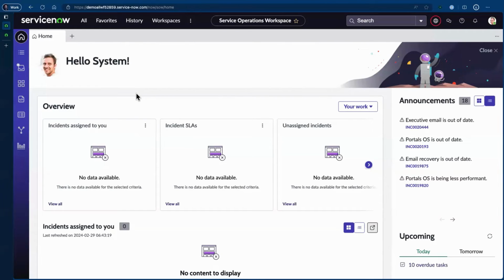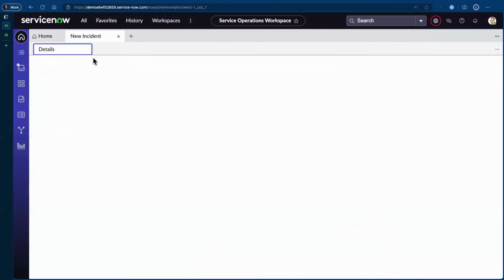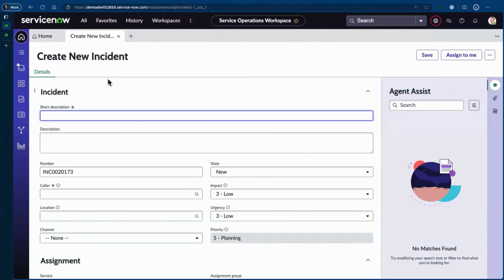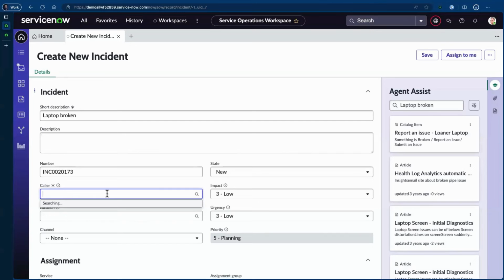And hopefully you can see the service operations workspace on screen. So I'd like to take you through the simplified way that an agent might raise an incident using the methods that we've seen so far. If I go up to create my new incident from the top of the screen, I get my service operations workspace form here. So I'm just going to say something like my laptop is broken. I'm going to enter my caller.